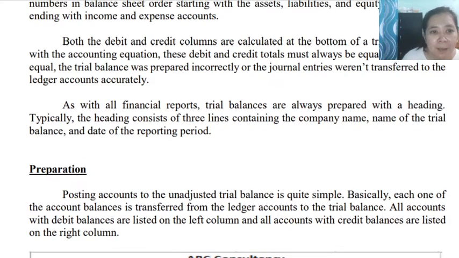So how do we prepare our unadjusted trial balance? Posting our accounts to the unadjusted trial balance is very simple. Each one of the account balances, as mentioned earlier, those account titles and balances coming from our ledger accounts will be transferred to our unadjusted trial balance. All accounts with debit balances will be listed on the left side, and all the credits will also be listed on the right side column.